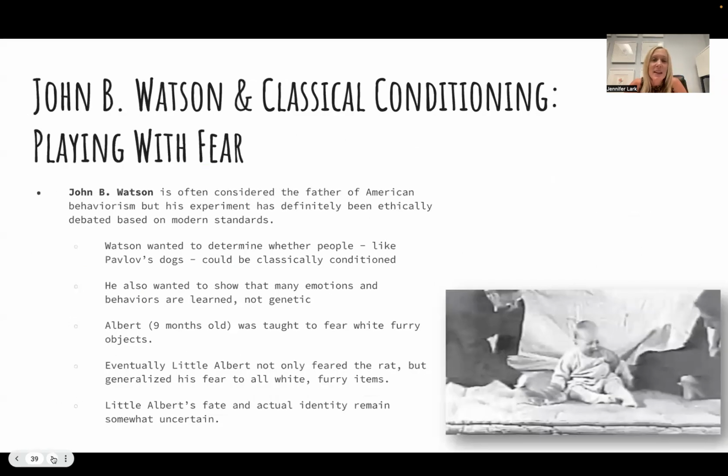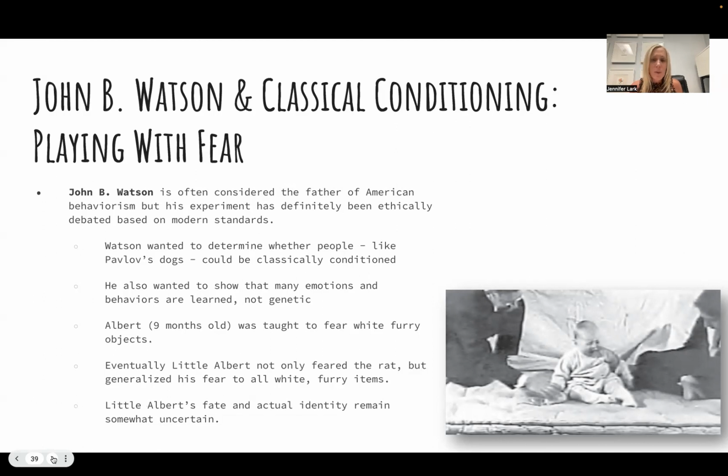And then lastly, let's talk about John Watson and his super shady experiment with little Albert. So there is little Albert in real life sobbing because he's terrified of white rats because he was conditioned to feel that way. But basically, Watson wanted to determine whether people, like dogs, could be classically conditioned. They can. And he also wanted to show that a lot of emotions and behaviors are actually learned. They're not genetically hardwired into us.